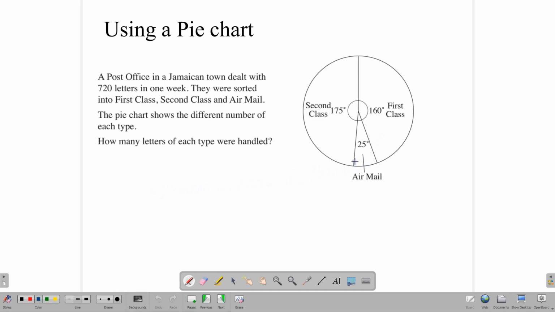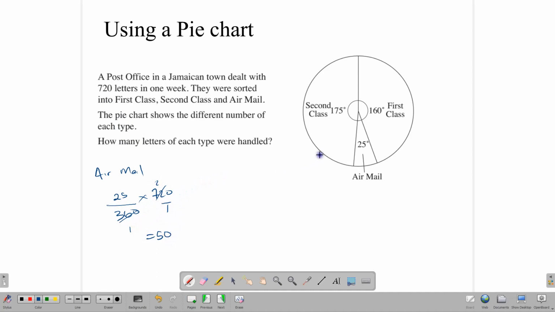To find out the number of letters for each one, since each of these is a fraction of the 360, then we take them one by one. So airmail would be 25 degrees out of 360 degrees, and we times that by the number of letters handled. And so this comes out easy for us. So we end up with 50 letters here.